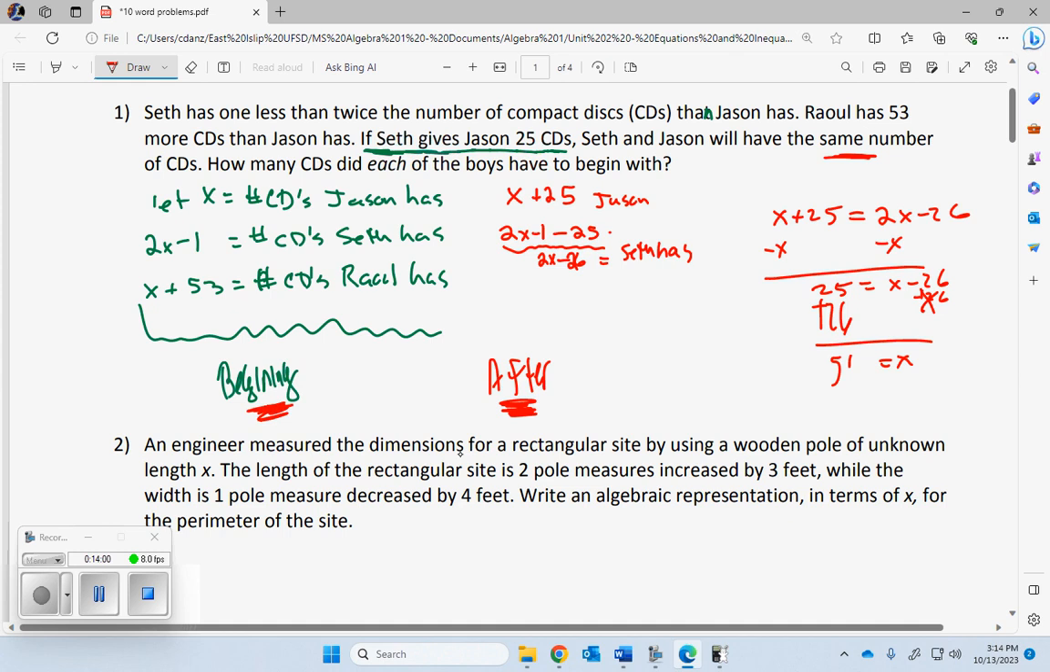How many CDs did each of the boys have to begin with? So I'm going back to these let statements, back in the beginning. Jason had 51. Seth had 2 times 51 minus 1. That turns out to be 101. And then Raul has 51 plus 53, which is 104. So Raul has 104, Seth has 101, and Jason has 51.